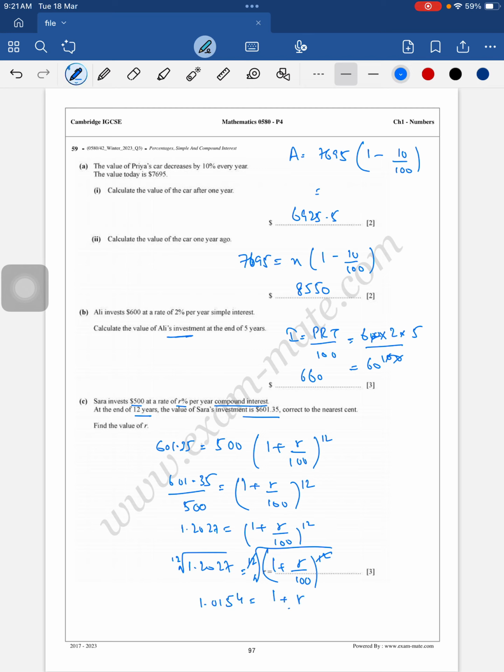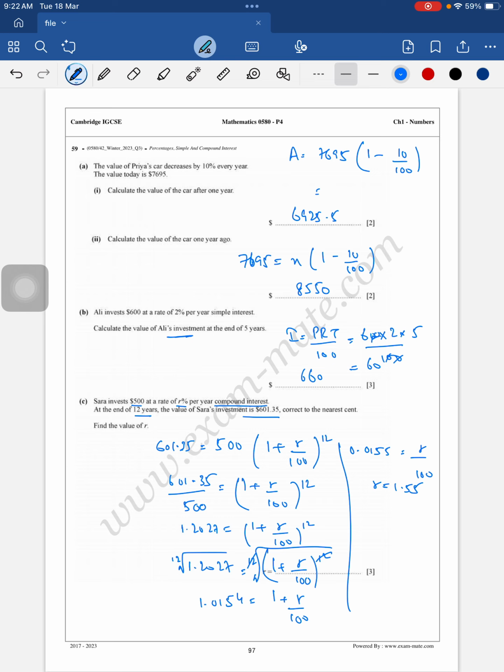1.015 is equal to 1 plus r upon 100. So it will be subtracted from 1. We are getting 0.0155, so 0.0155 is equal to r upon 100. Multiply by 100, we get 1.55. So r is equal to 1.55. Is it clear?